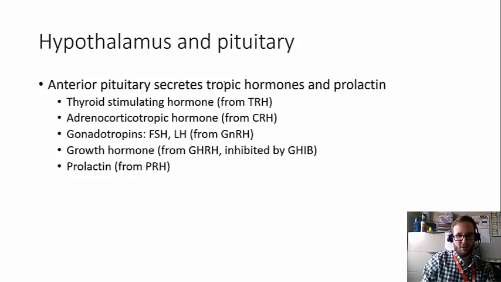One thing I'll stress or point out to y'all is it uses the term tropic hormones, and a tropic hormone is a hormone that's going to stimulate the release of another hormone. So, for example, thyroid hormone releasing hormone is going to stimulate thyroid stimulating hormone, and the corticotropin releasing hormone is going to end up resulting in the release of adrenocorticotropic hormone, and gonadotropin releasing hormone stimulates the release of your gonadotropins, etc.